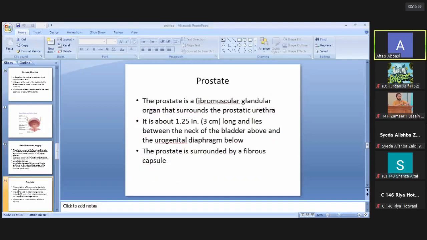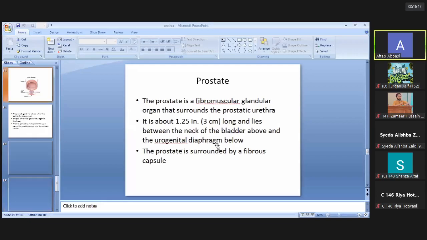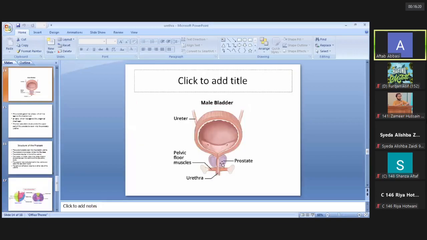Then the prostate gland, which is present in males and is related to the prostatic part of the urethra. It is a fibromuscular glandular structure that surrounds the prostatic urethra. It is about 3 centimeters long and lies between the neck of the urinary bladder and the urogenital diaphragm. See in this figure, this is the prostate gland that lies below the neck of the urinary bladder, and it is related inferiorly to the pelvic floor or the pelvic diaphragm.